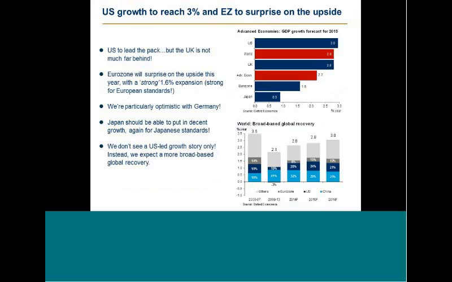But what about growth? We have a chart here on the right-hand side where we describe GDP growth in the advanced economies. Leading the pack is the US. We expect 3% growth this year, but not much far behind you have the UK. And then comes the Eurozone. We think the Eurozone is going to surprise on the upside. I talk quite frequently with our Eurozone team here, and it's mainly driven by Germany. We're particularly optimistic with Germany. So we expect 1.6% growth for the Eurozone this year, which is quite strong for European standards.